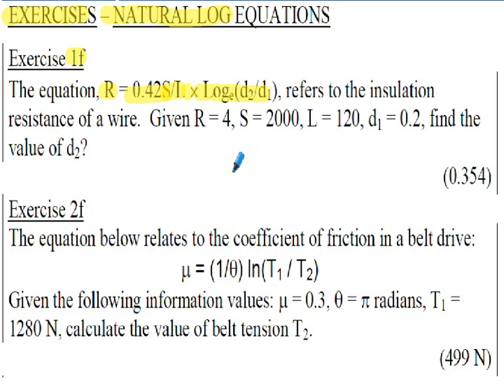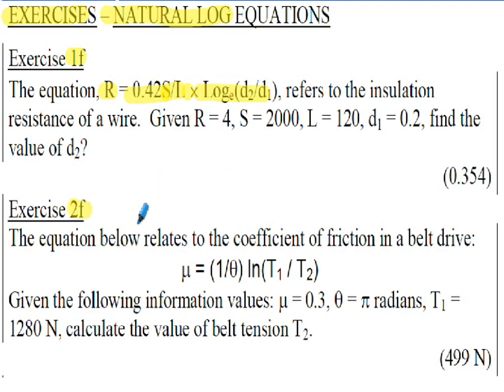So the first thing you need to do is divide both sides by 0.42 times s and multiply both sides by L, and that will leave you with the log to the base e function on its own. From there on, you can take exponential functions of both sides and solve for d2.